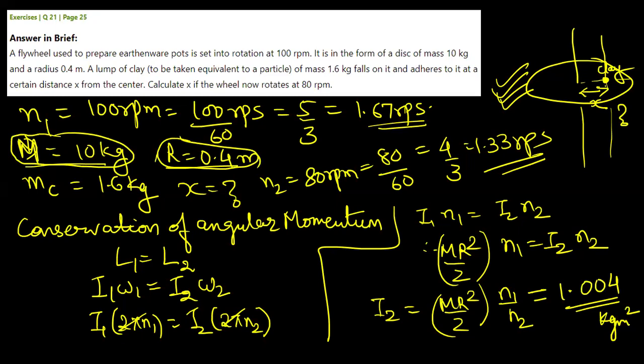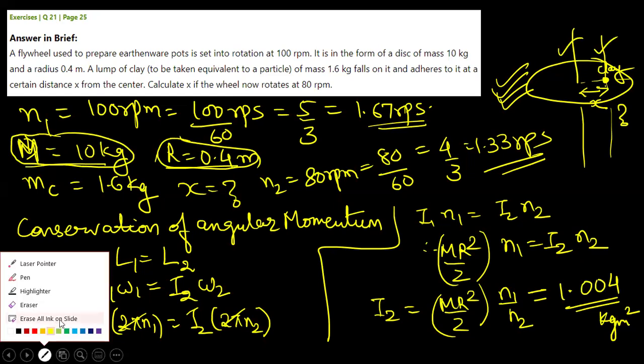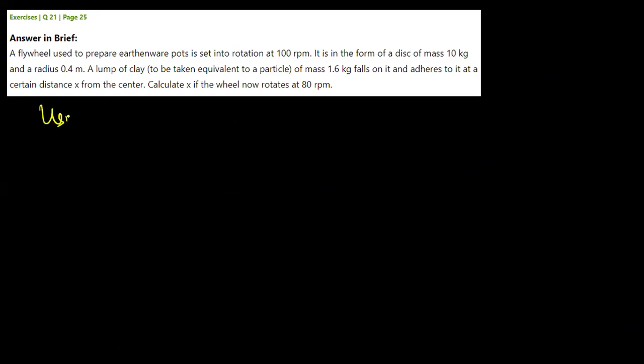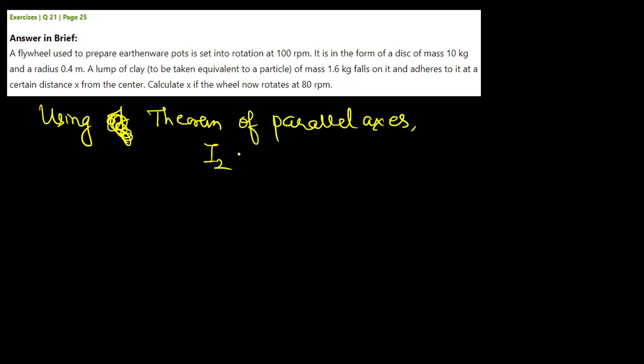Now I2 is found. As I told you, there are two axes, this axis and this axis, so here we need to use the theorem of parallel axis. I'll just erase this slide. So using the theorem of parallel axis, I can write I2 equals I1 plus m into x square, where x is the distance that I need to find. Actually, the formula is I2 equals I1 plus mh square in the derivation, where h is the distance between the two axes. But here x is given, so we take x.